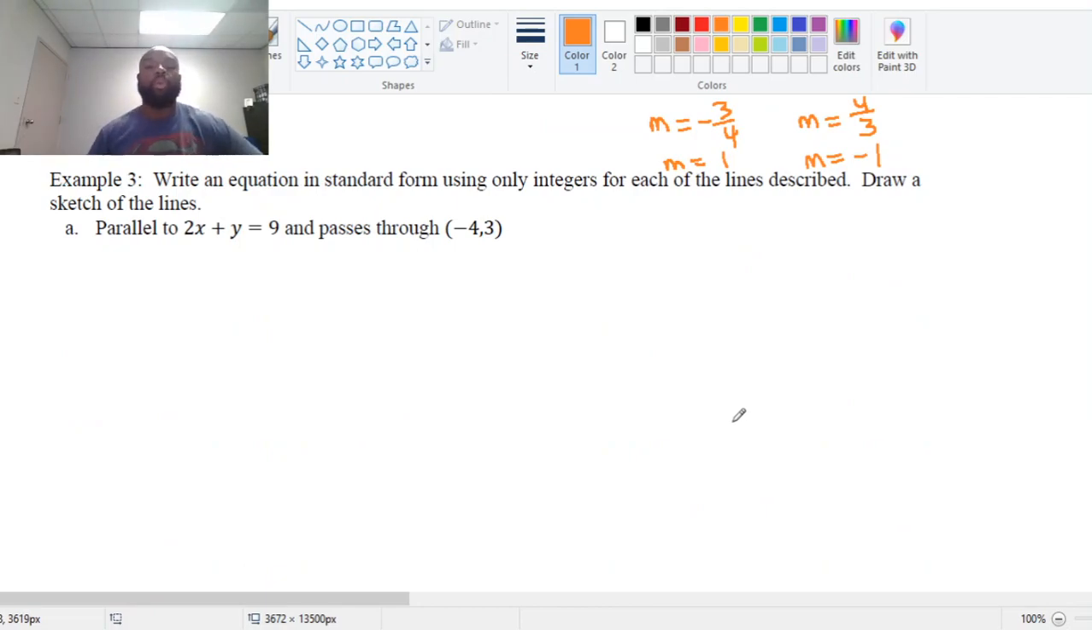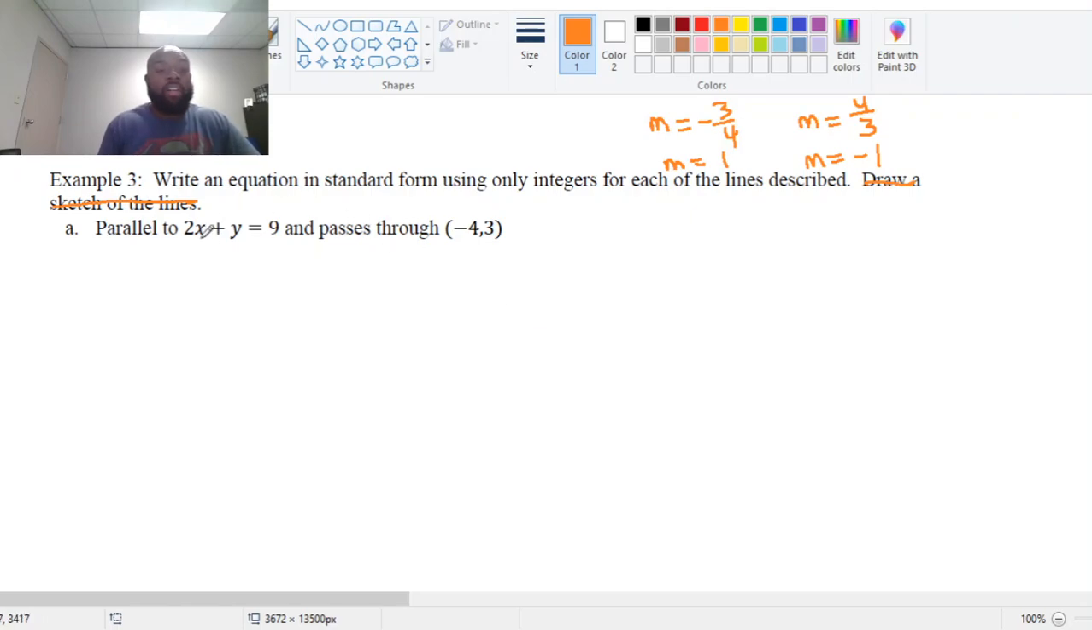And so what we're going to do here is write an equation in standard form, all right? So this is telling me to write the equation in standard form using only integers for each of the lines described. And it says to draw a sketch of the lines. We're not going to do that part. We're just going to write the standard form of the equation of the line, right?